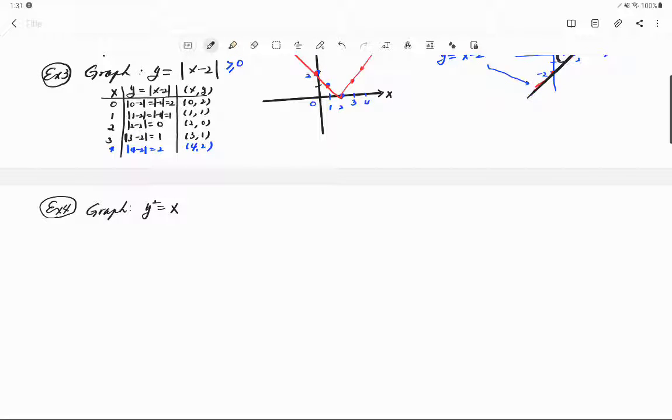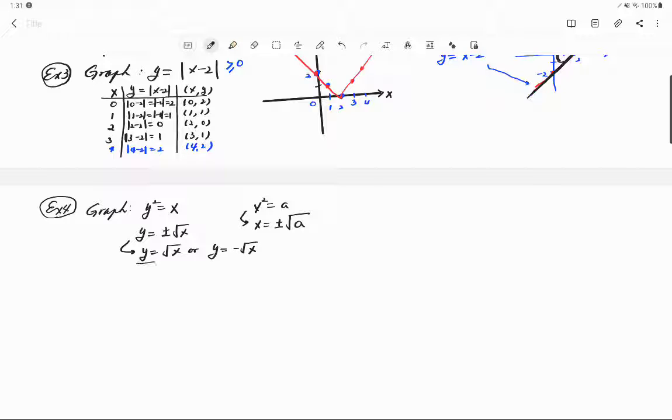Okay, graph y squared equals x. Do you remember, before we do this, if x squared is equal to a, then what is x? Positive or minus square root of a, right? So we can rewrite it: y equals plus or minus square root of x. This means y equals square root of x, or y equals negative square root of x.